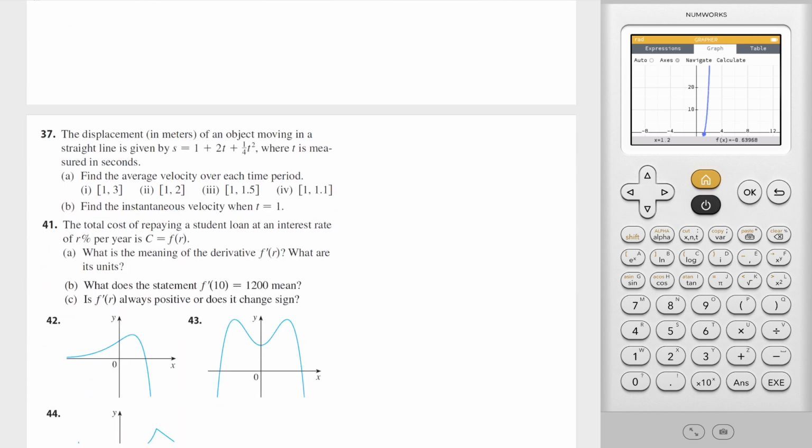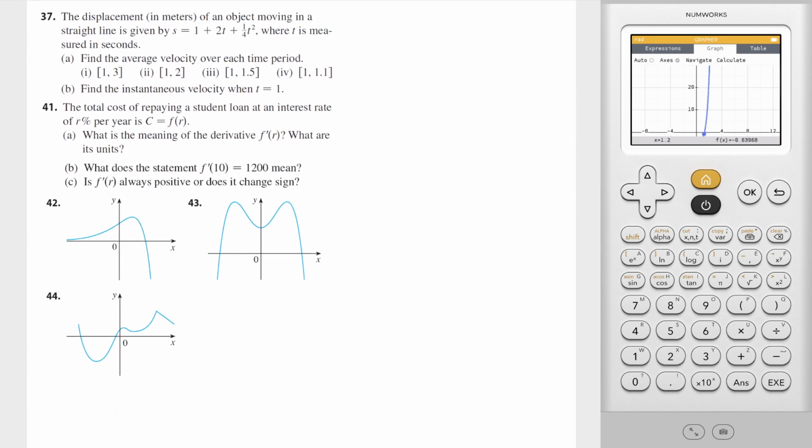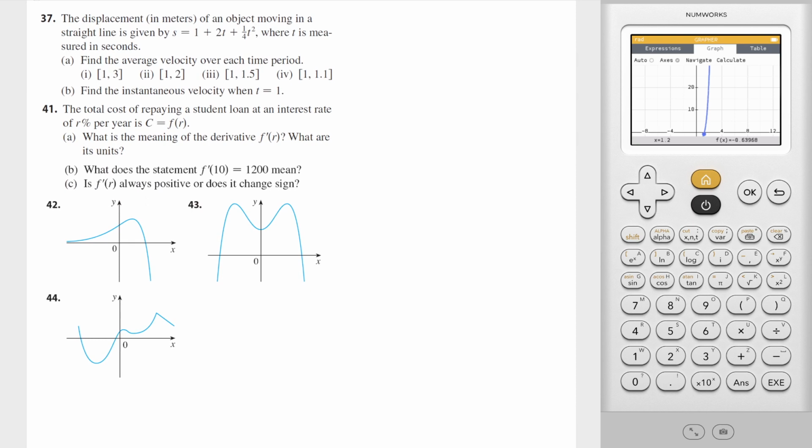37, okay. So we just finished number 35 and 37. The displacement in meters of an object moving in a straight line is given by that equation right there, where t is measured in seconds. So part A, we want to find all these average velocities over the time period. And so what we are going to need to do is use our slope formula.